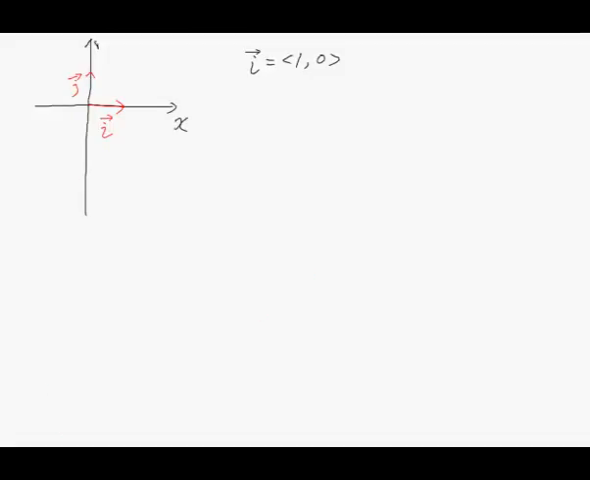So we have these two special position vectors. They are called the unit vectors. Okay, actually two special unit vectors. And you can get the length of these two vectors. They just have one as their length.